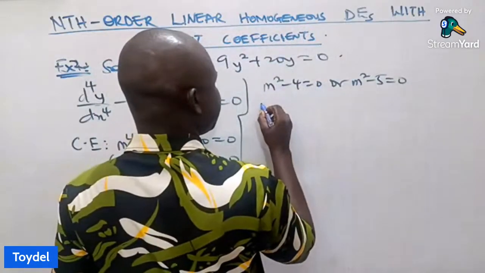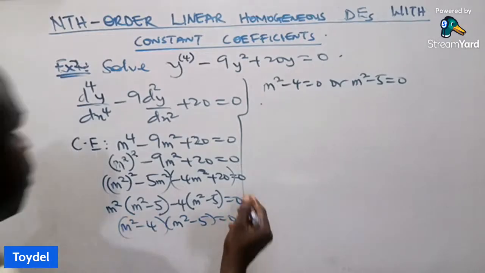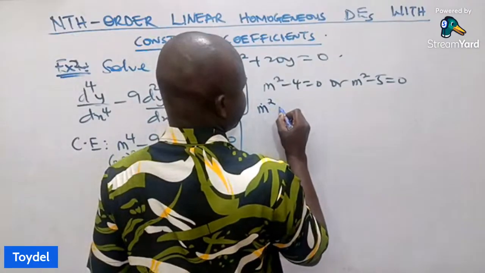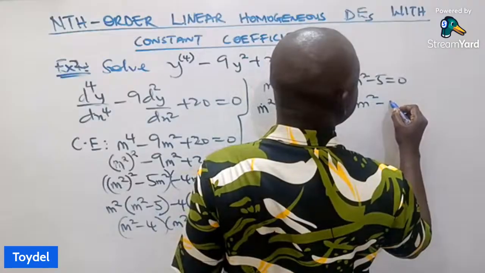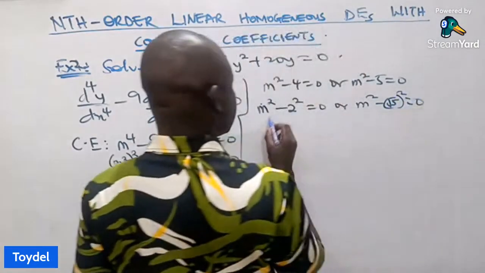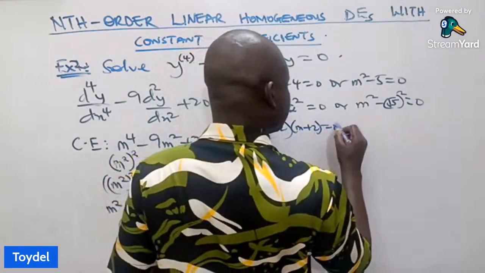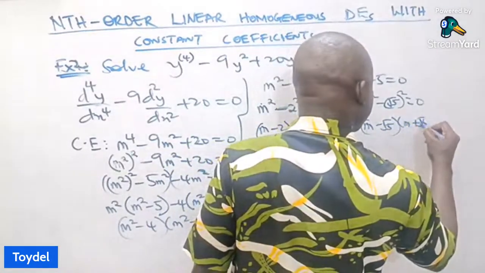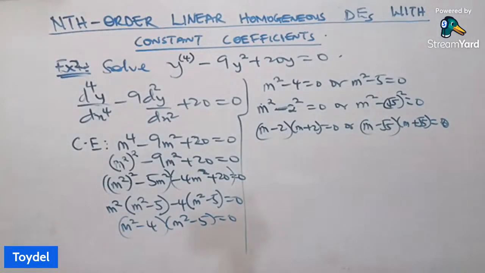Then here, what do we have? When we look at this, we have m squared minus 2 squared equals 0, or m squared minus square root of 5 squared equals 0. So the difference of two squares, we are going to have m minus 2 into brackets m plus 2 equals 0, or m minus square root of 5 into brackets m plus square root of 5 equals 0. That's what you are going to get there.